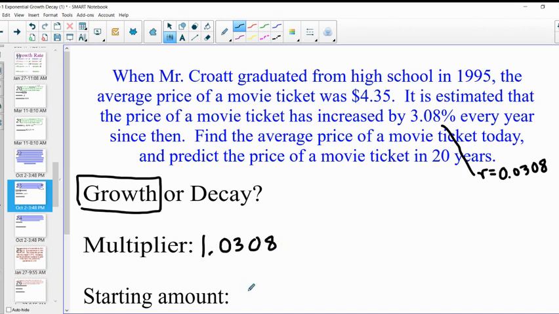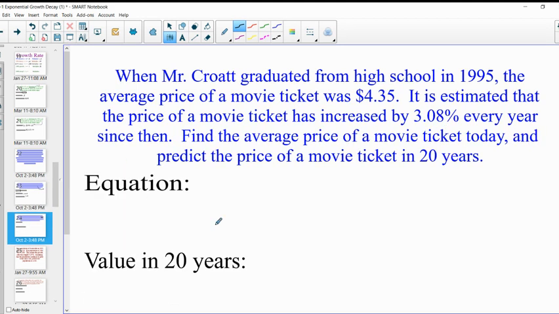And my starting amount, I guess I'm saying that the year 1995 is my starting year, so I can use my starting amount of $4.35. This is a little bit unusual to say that 1995 is my time equals 0. I'll have to take that into account as I think about what the year 2021 is and what 20 years from now is going to be, but that'll come in my equation.